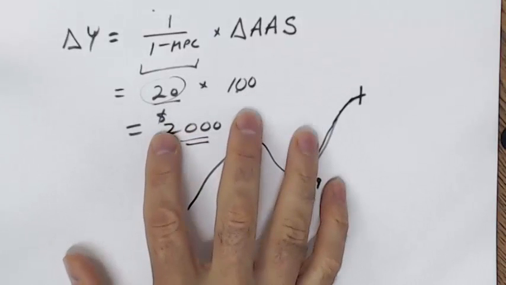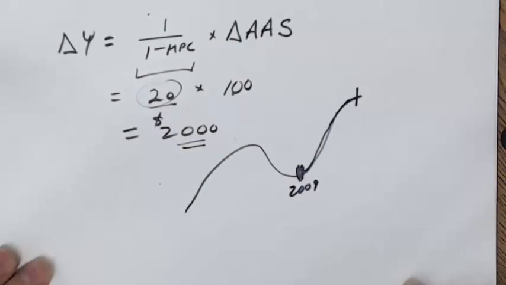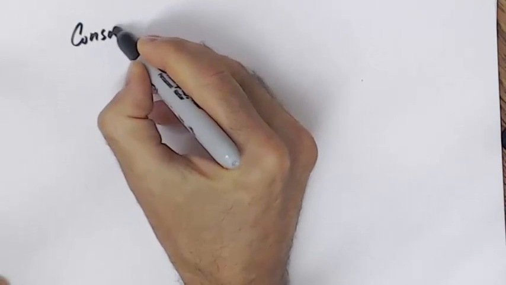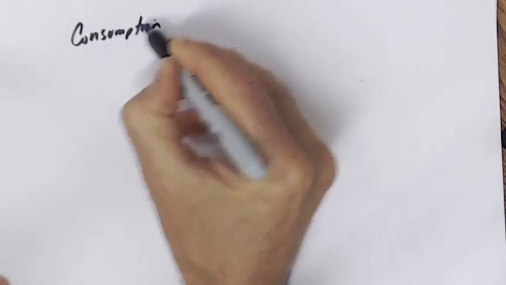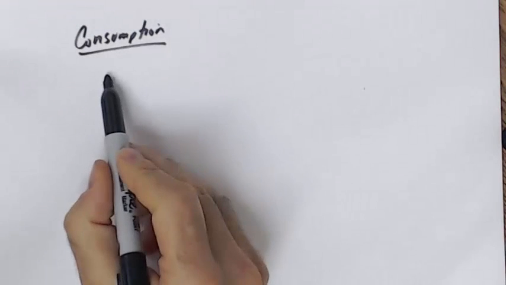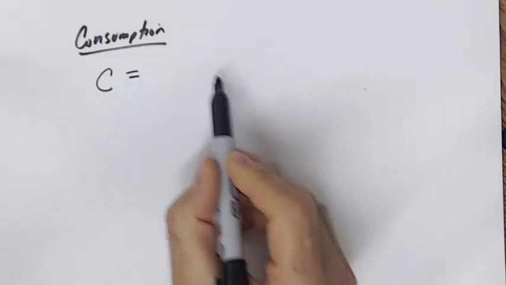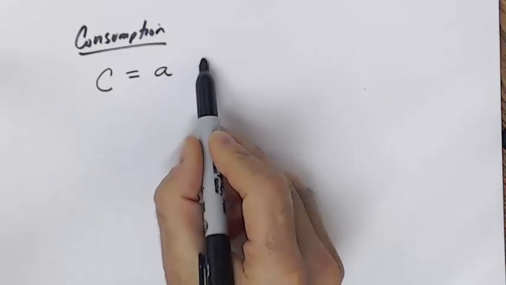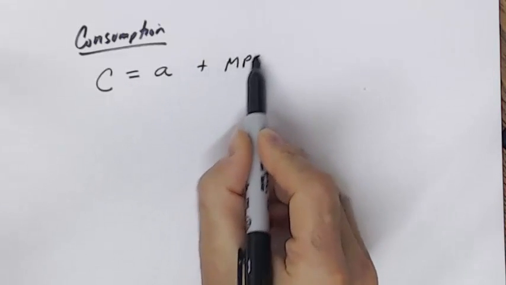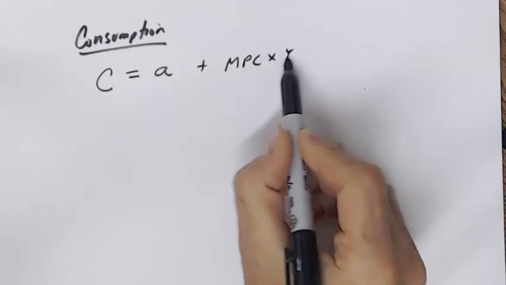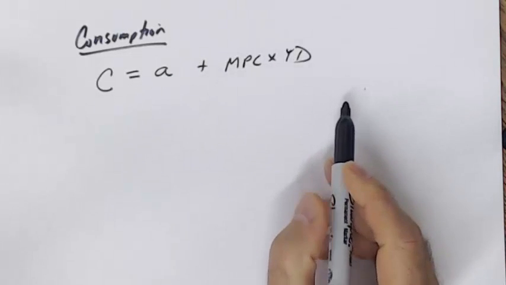Okay, so now that we see the multiplier in effect here, let's get a better understanding of how consumption works. So we're going to look at the consumption function. Remember, we're looking at consumption of households, and we're going to have an equation that says overall consumption is A plus the MPC times YD, disposable income.